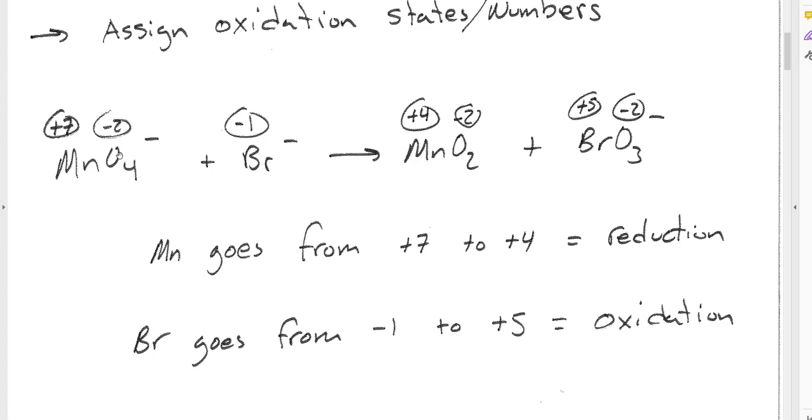So after we assign oxidation numbers, we write our half reactions. So our oxidation half reaction is going to be bromide yields bromate, and our reduction half reaction is going to be permanganate yields manganese oxide, okay? Because this is what got reduced, the manganese, and the bromide got oxidized.